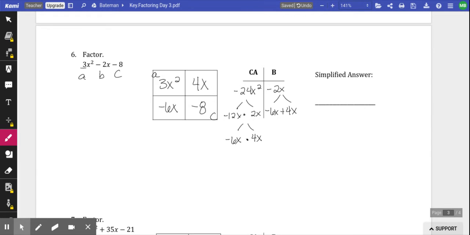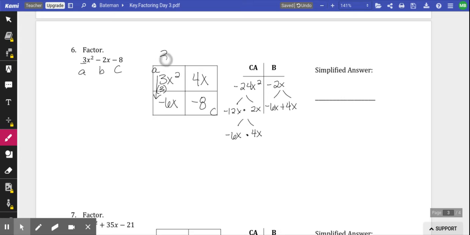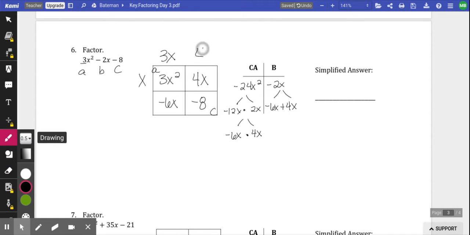Now I need to determine my outside numbers to create my factors. I know to make 3x squared, I need a 3x times x, and I just have to help myself identify which one goes where. I noticed that this row is multiples of 3, which is why I know I need to put my 3x up there on top, which means that the individual x is going to go out to the left.